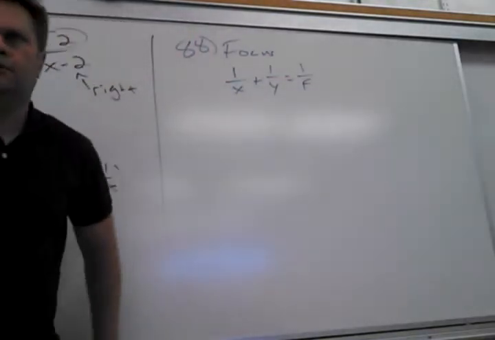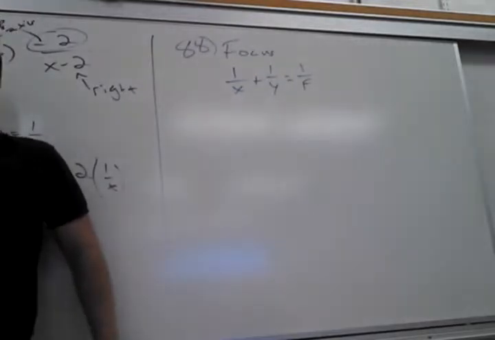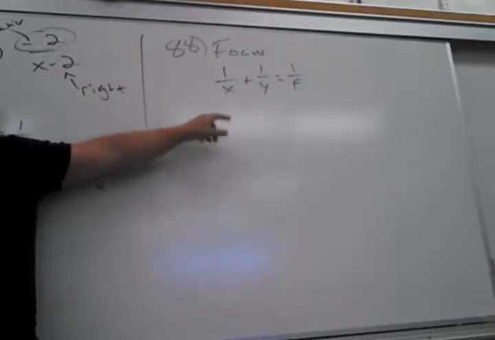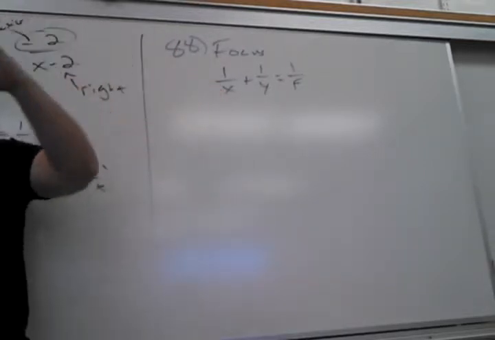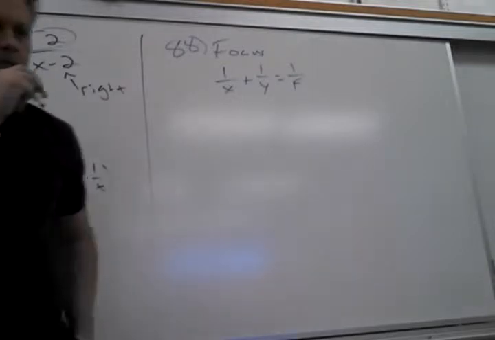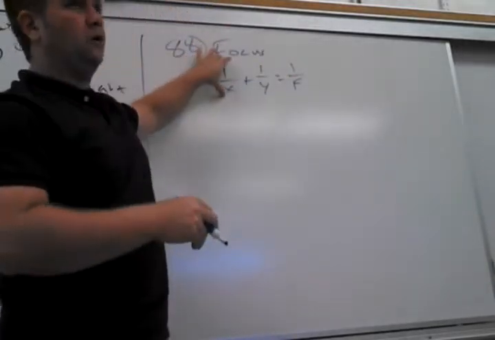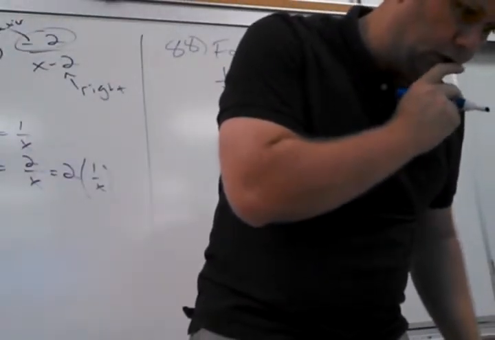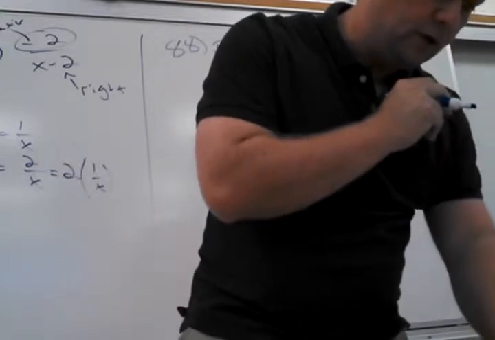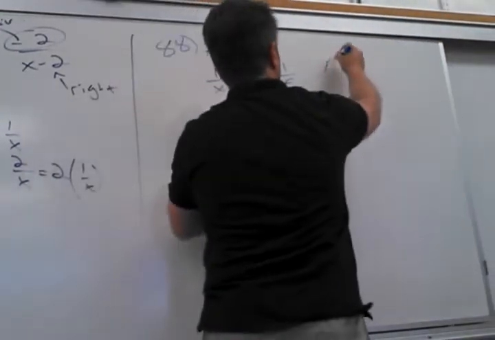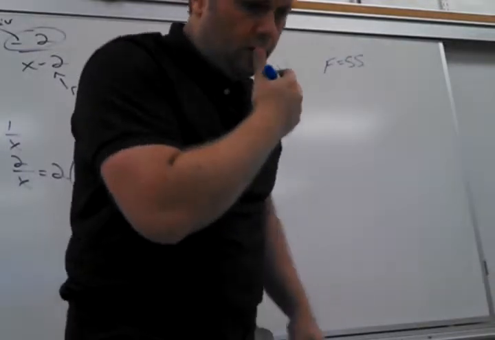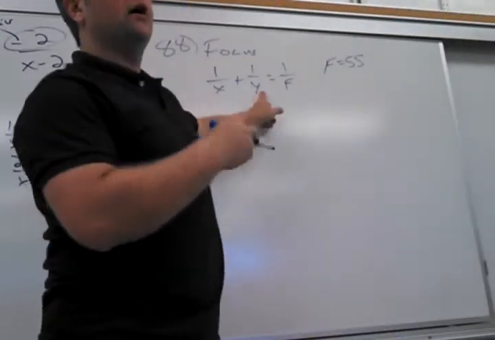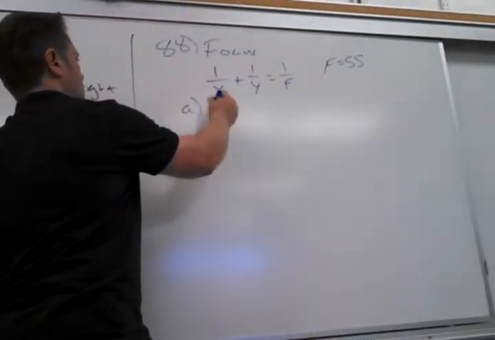Any budding photographers out there? Anybody? So are you familiar with this equation at all? Possibly not. This is the physics behind focal length. Actually, we don't care about that. This is the algebraic equation behind focal length. So what they're asking me to do here: suppose the camera has a 55 millimeter lens, which means the focal length is 55 millimeters. Express y as a function of x, so you just have to solve for y. That's part A.